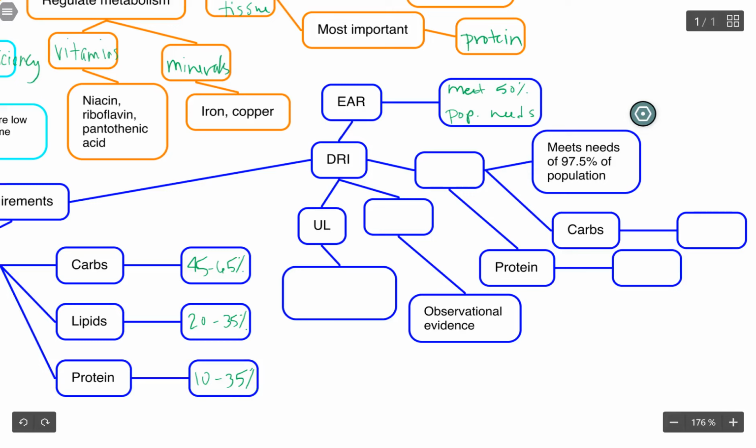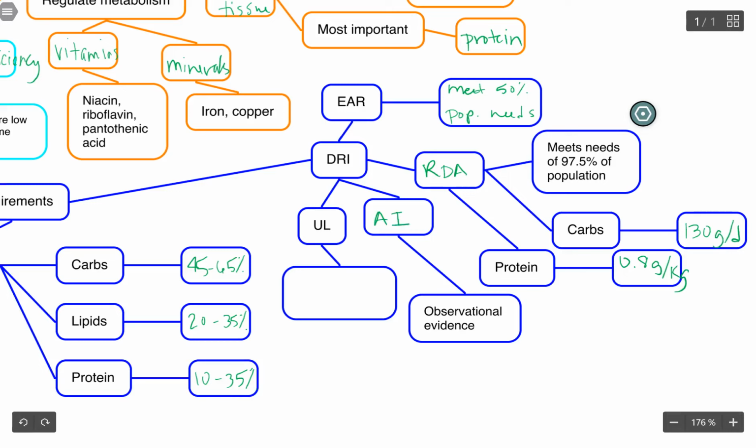We have other dietary reference intakes are the RDAs, which is when we meet the need of 97.5% of the population. We have specific RDAs to know for carbohydrates, which is 130 grams per day, and for proteins, which is based off of body weight. For sedentary individuals, it's 0.8 grams per kilogram of body weight per day. RDAs are going to be utilized when we have true data to back them up, like randomized control trials. If we only have observational evidence, then it's known as an adequate intake.